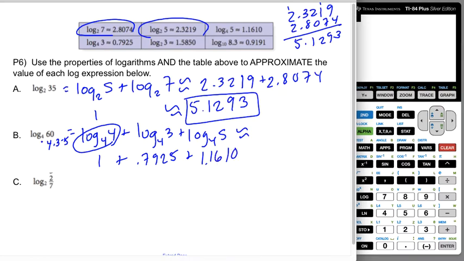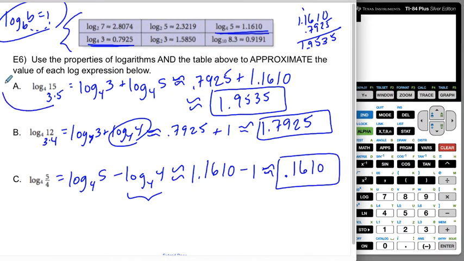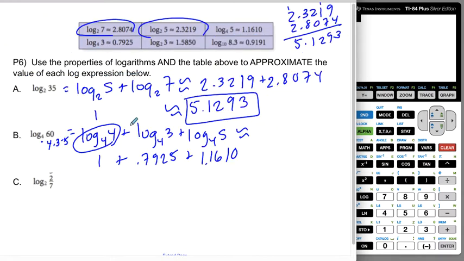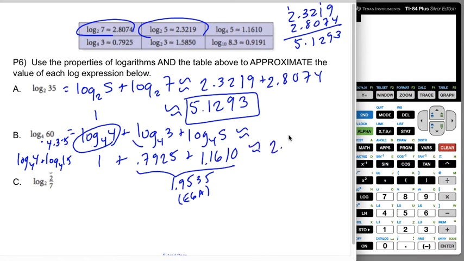Now, interestingly enough, you could also notice that we've already done log base 4 of 15. It's 1.9535. So these two together are going to end up being 1.9535 because we found that in E6A. So if you already knew that, you could have used your own work and made this the log base 4 of 4 plus the log base 4 of 15, which is what this would have been. Either way, you're going to end up getting that this is approximately 2.9535.